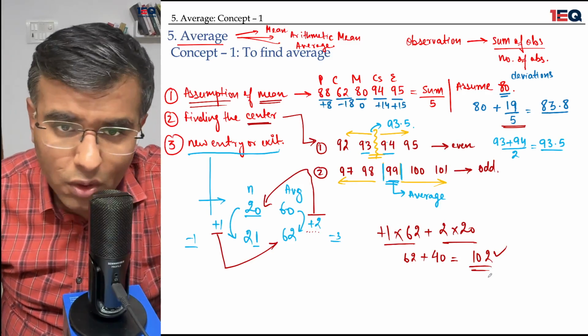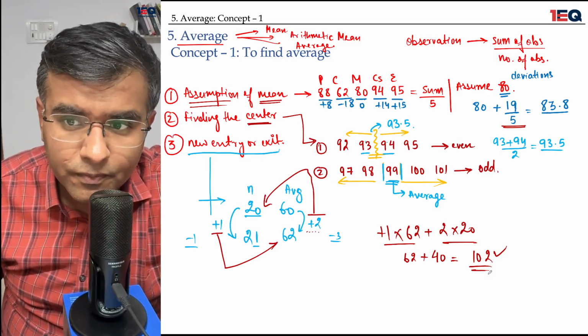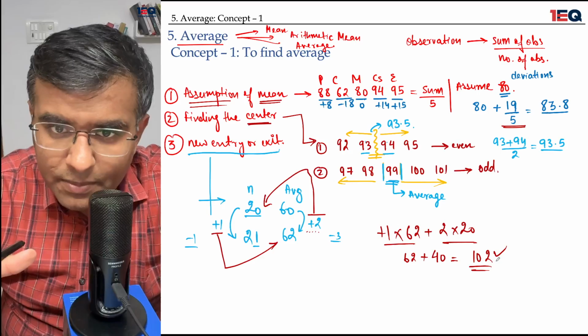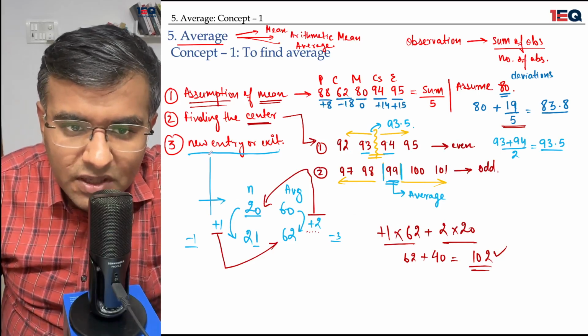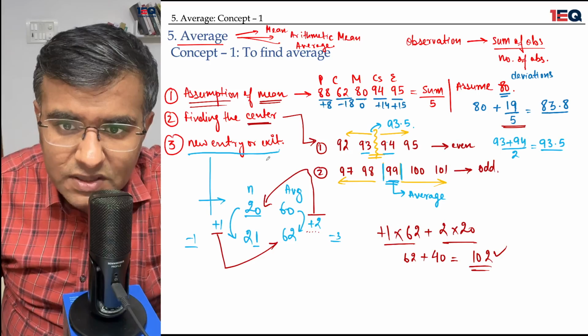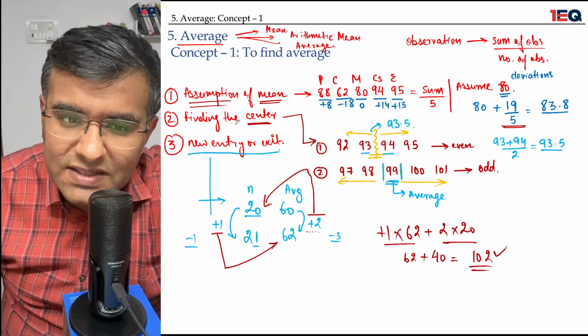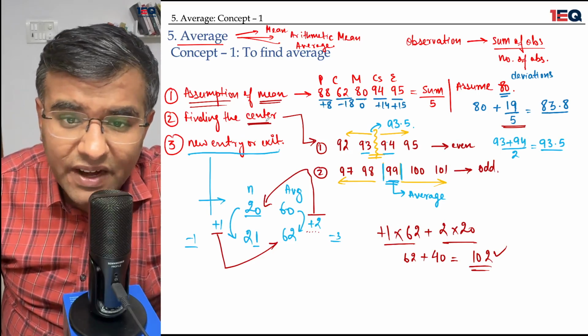So the score of the new student was 102. These are the centerpieces of the average chapter that you have to learn. The new entry or the new exit is the most important, because according to me, most of the questions will be solved by that. And secondly, second comes finding the center.